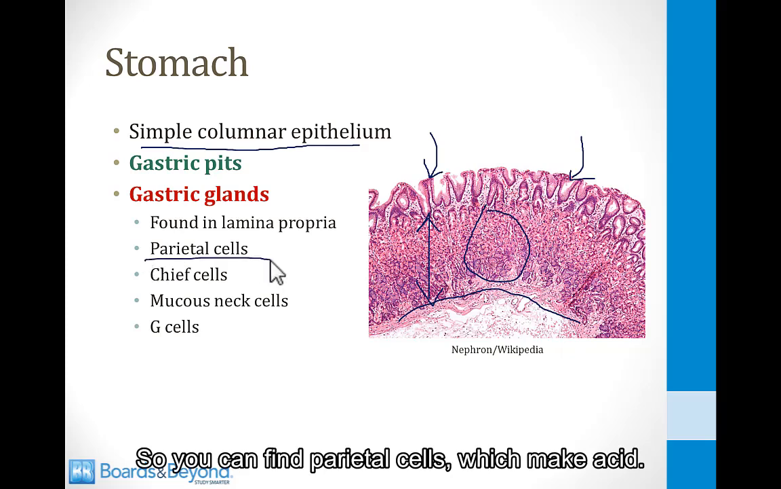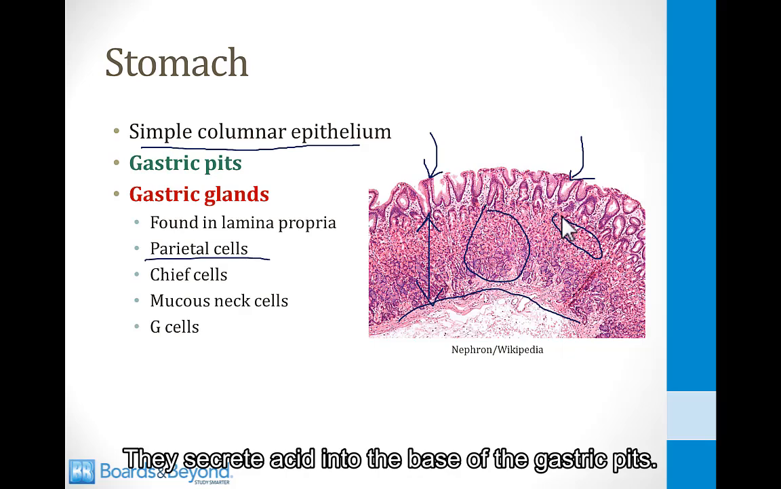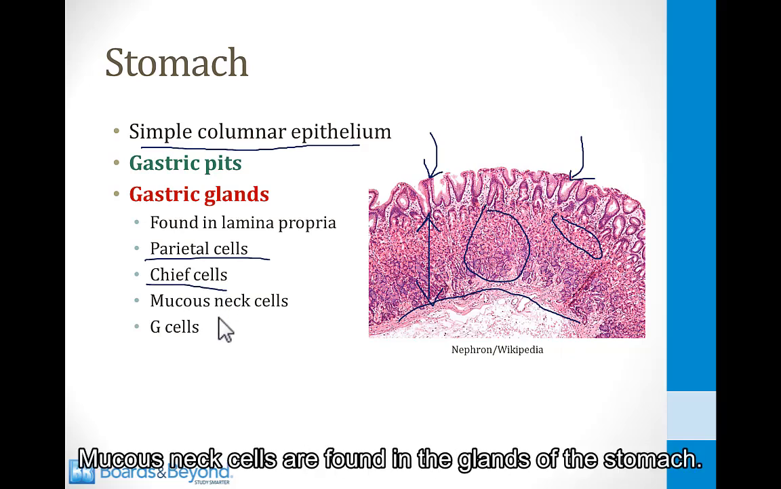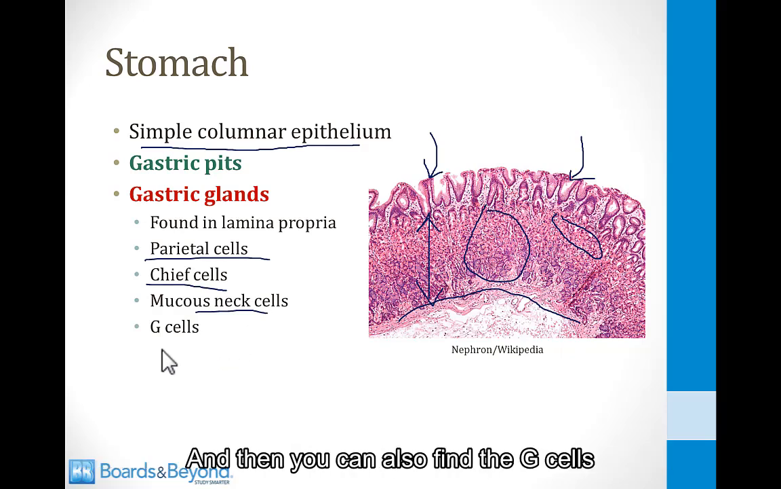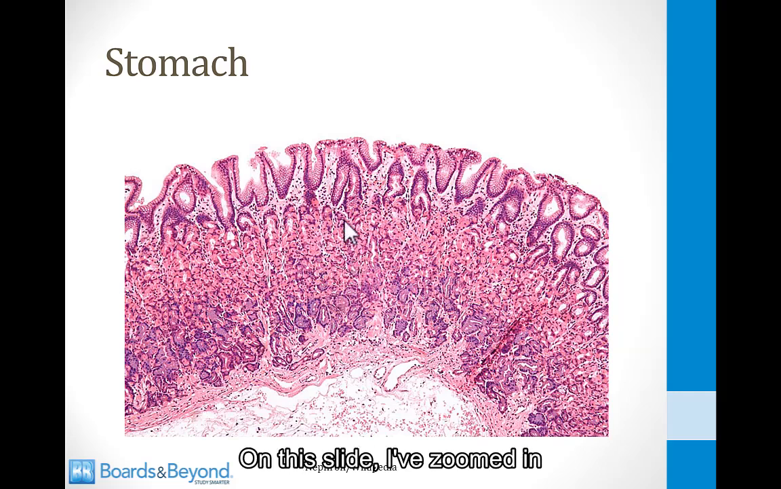So you can find parietal cells which make acid. Parietal cells are pink. These are parietal cells here. They secrete acid into the base of the gastric pits. Chief cells are found in the glands of the stomach. They make pepsin. Mucous neck cells are found in the glands of the stomach. They make mucus. And then you can also find the G cells in the antrum of the stomach that make gastrin.